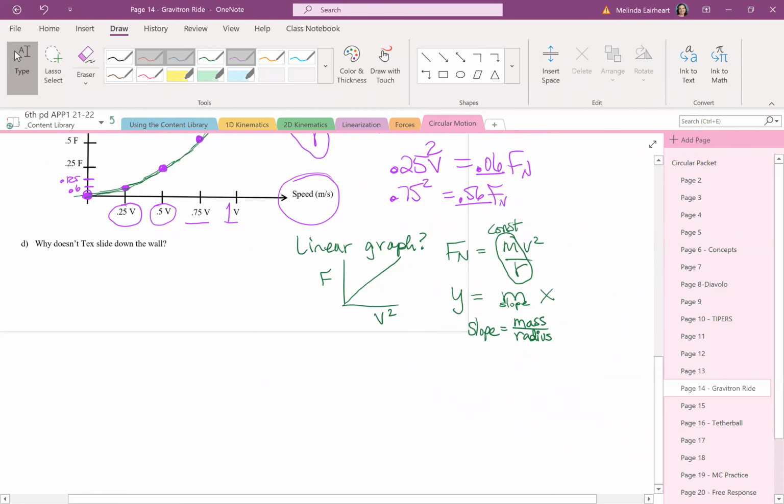Okay. Why doesn't Tex slide down the wall? We've already answered this because why? Static friction. So static friction holds him up.